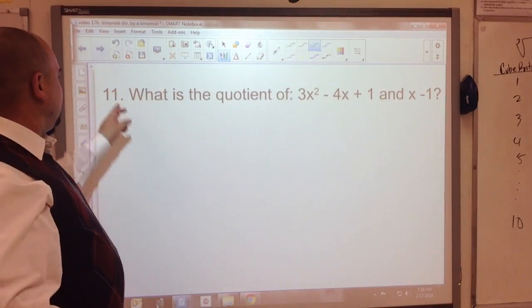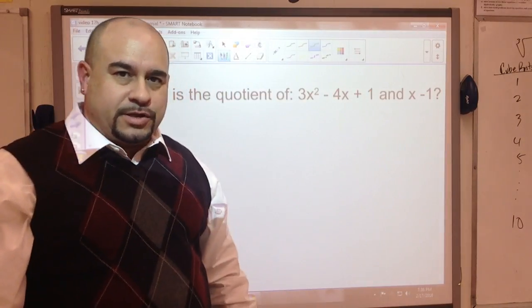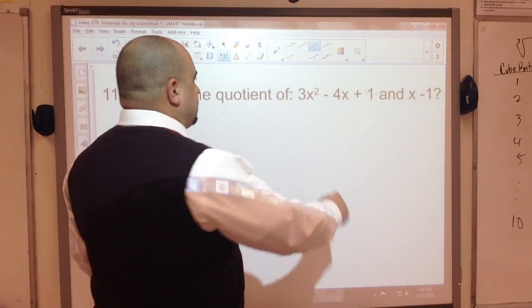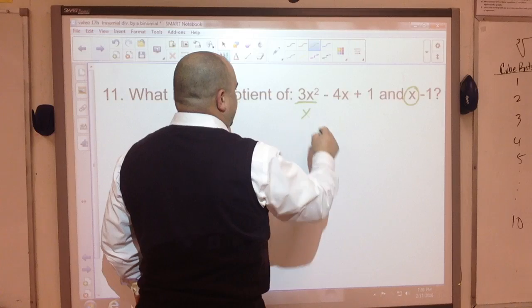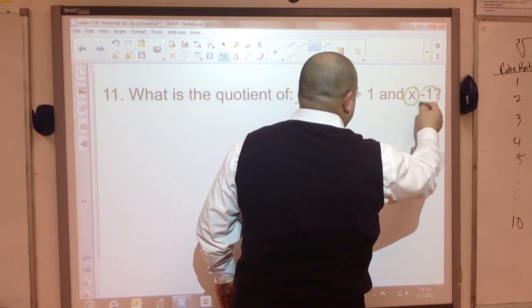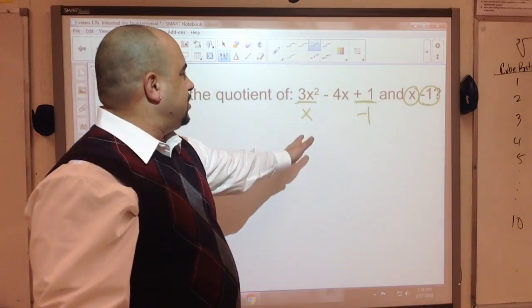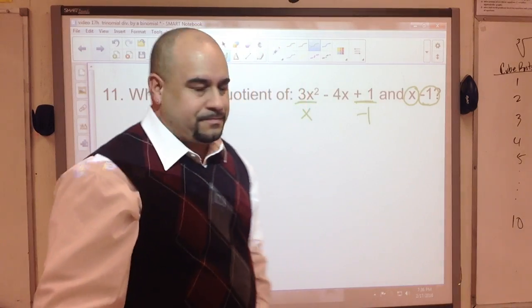Last one, number 11. What is the quotient of 3x squared minus 4x plus 1 and x minus 1? So I'm going to take this x and I'm going to divide the first one by it. I'm going to take this negative 1 and I'm going to divide this last one by it. So first term divided by first term, last term divided by last term.